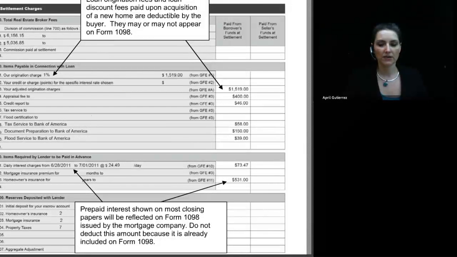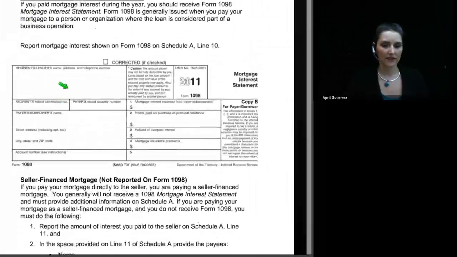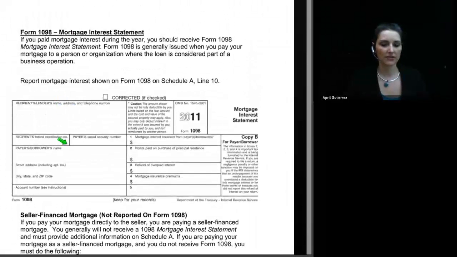This amount up here, the $1,519, could be on the 1098. Wouldn't it be wonderful if it was? And if the $1,519 is on the 1098, then we would report it on Schedule A on line 10. And if it's not on the 1098, we'll report it on Schedule A, line 12. Here is the 1098 mortgage statement.